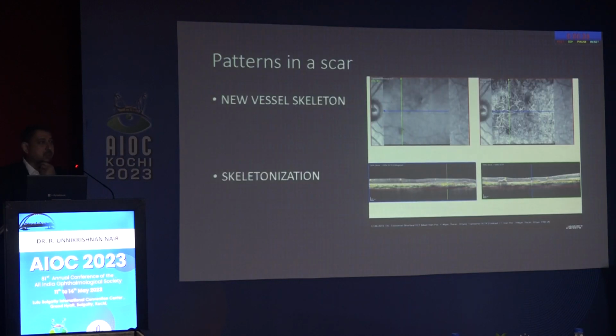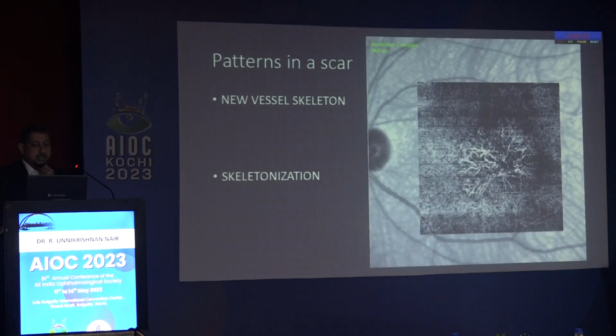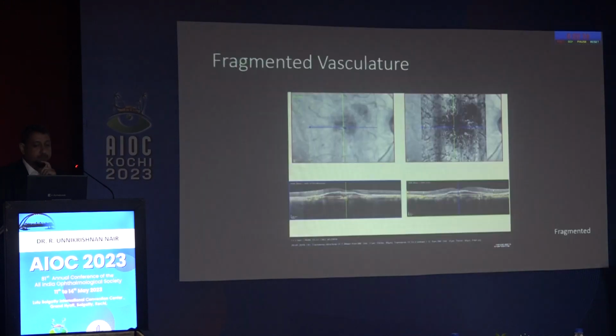And the second point is called skeletonization. When the CNVM breaks into small pieces and it looks like bones of a hand, that is when you see the flow is fragmented in the CNVM, and that is a sign of regression of the CNVM, or skeletonization. Okay, you can see it well in this picture.